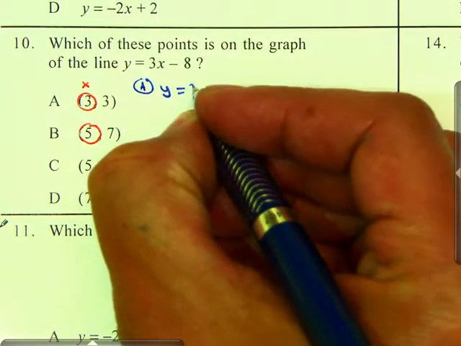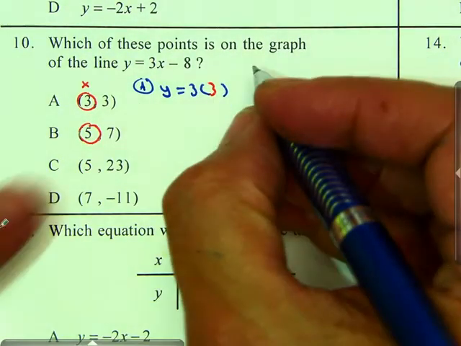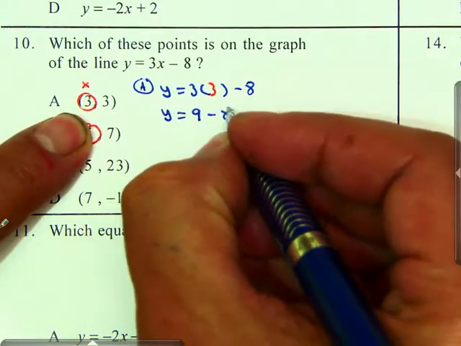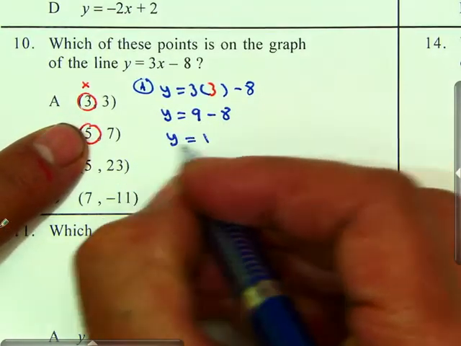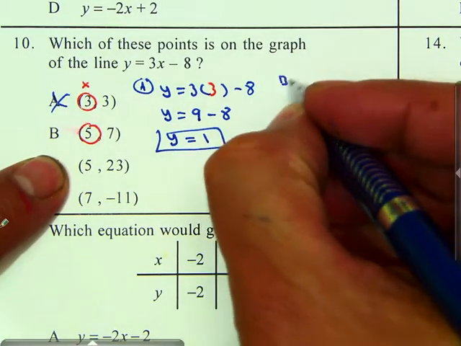y equals 3. Instead of the x, I'm going to plug in the value of x, which is 3, minus 8. So y is equal to 9 minus 8. So therefore y is equal to 1, not 3. Let me try letter B.